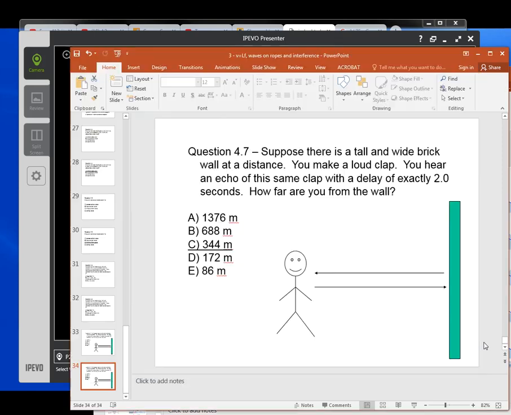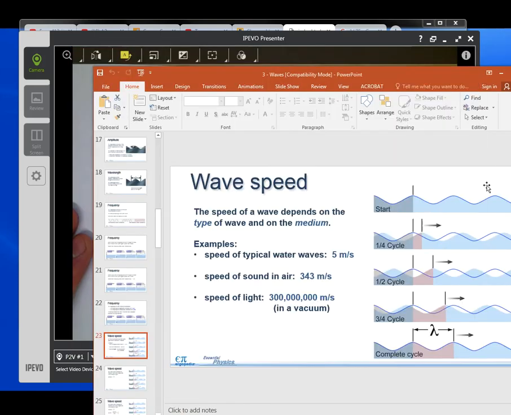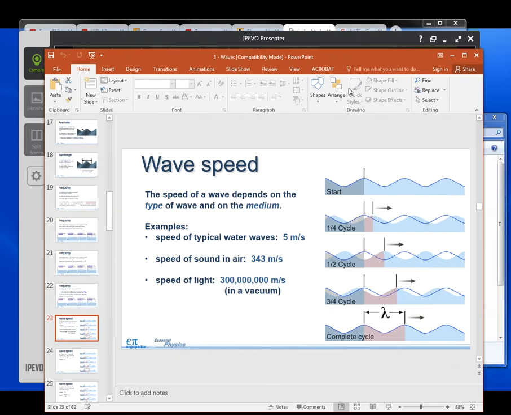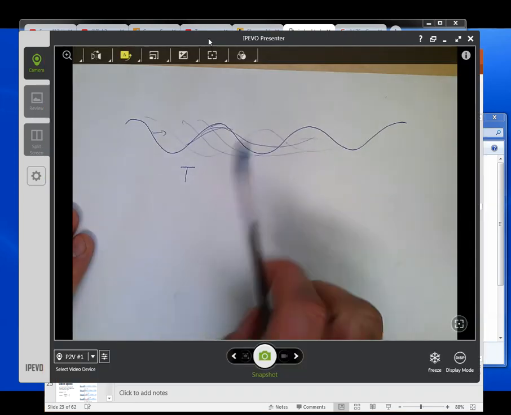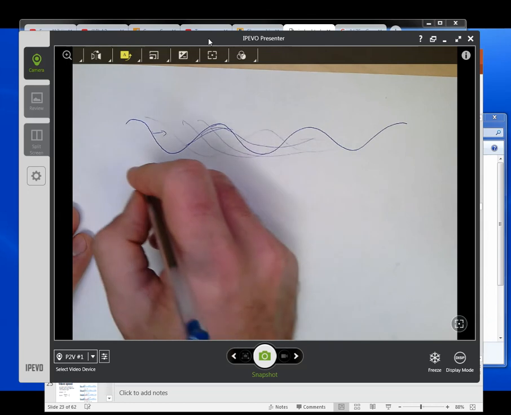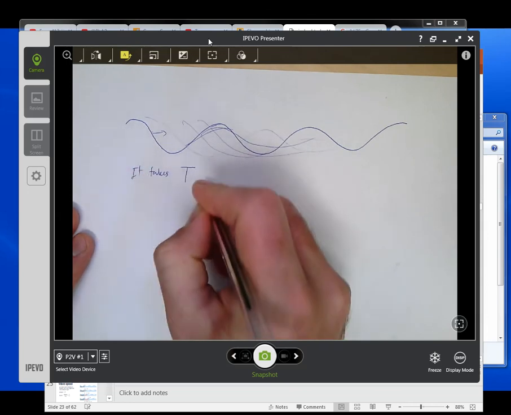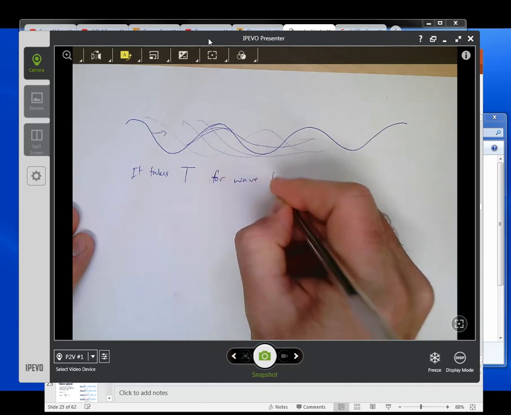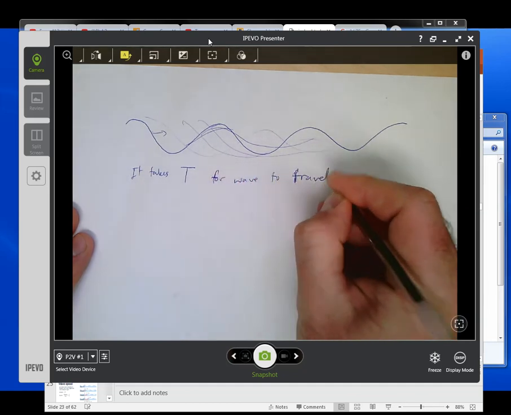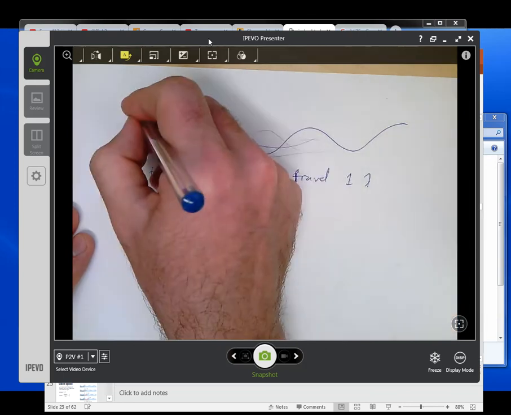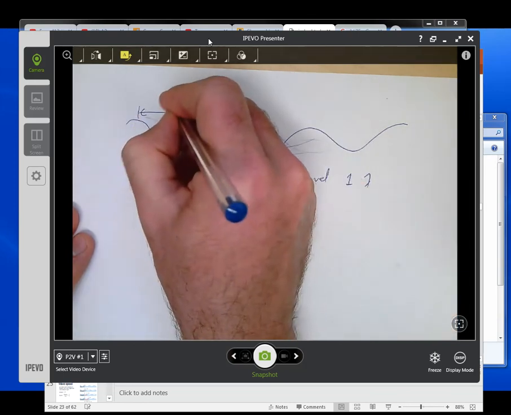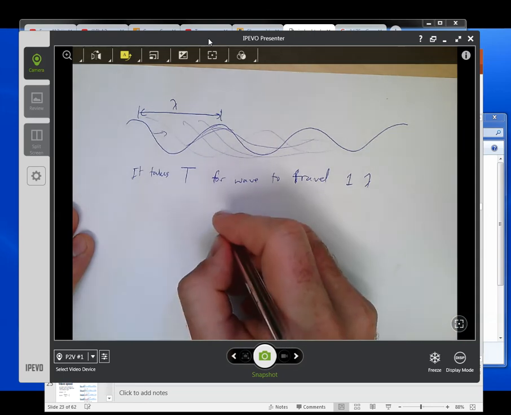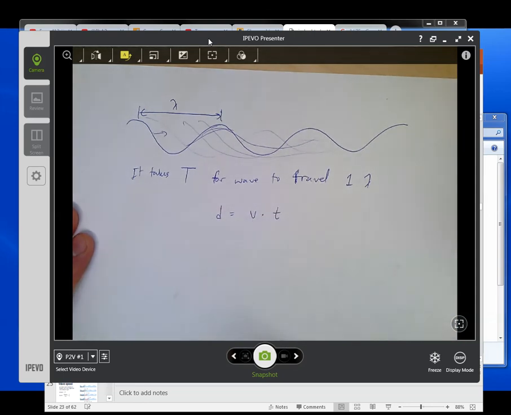And the picture that I have in mind is this one here: the amount of time that it takes for this shaded region to move over here to complete one cycle is one period. So, in other words, it takes one period, t, for the wave to travel one wavelength, for it to travel this distance, this wavelength here. And so actually, remember that thing we said about distance is equal to speed times time? We can use that here.